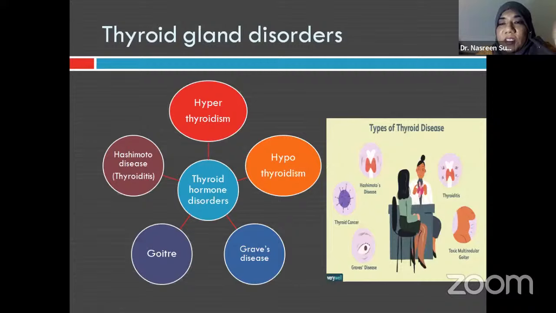Thyroid gland disorders: different types of disorders can be seen in the thyroid, such as hyperthyroidism and hypothyroidism, which I have already told you. Then you have Graves' disease, where you can see dryness in the eyes. Then goiter, which means an increase in the size of your thyroid gland. And Hashimoto's disease, which is thyroiditis, an inflammation of the thyroid.